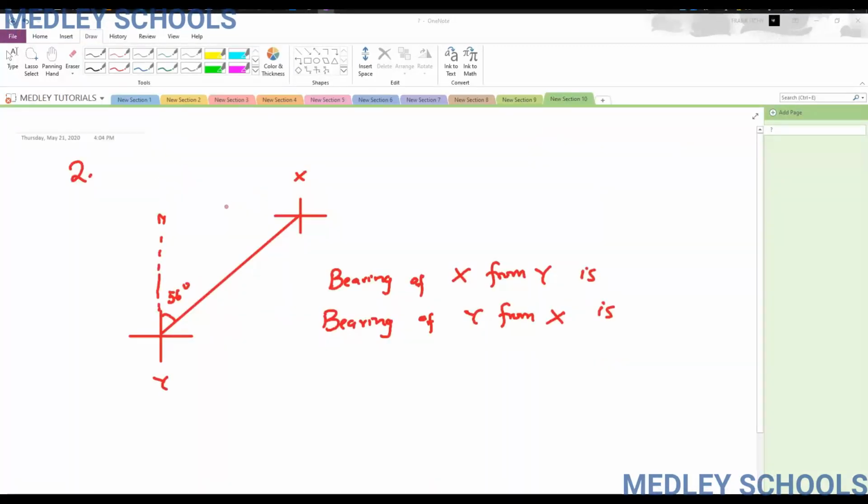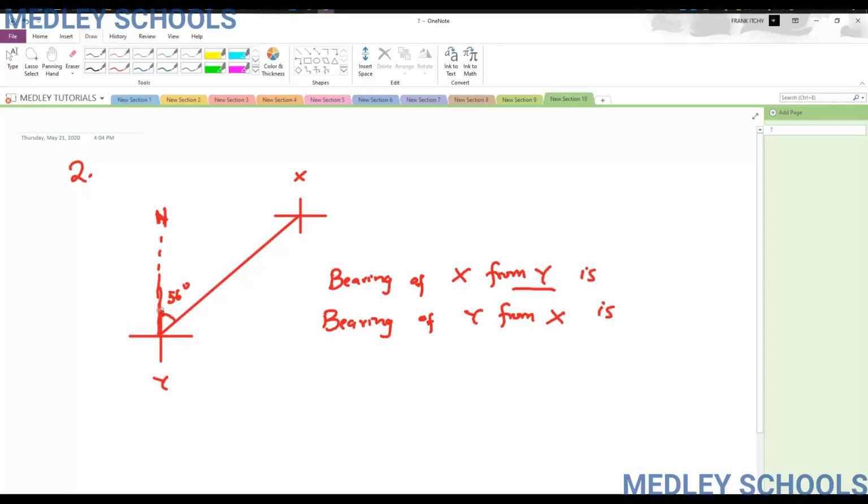Now we take example 2. The second example asks us to find the bearing of X from Y and the bearing of Y from X. Now from what we have learned above, when you are asked to find the bearing of a particular point from another point, you measure from the point in front of the from. So we are asked to find the bearing of X. Now we measure it from the point Y, and that is the line that joins X to Y. You measure it from north till it gets to that line.